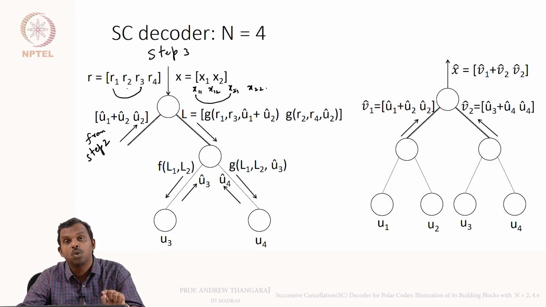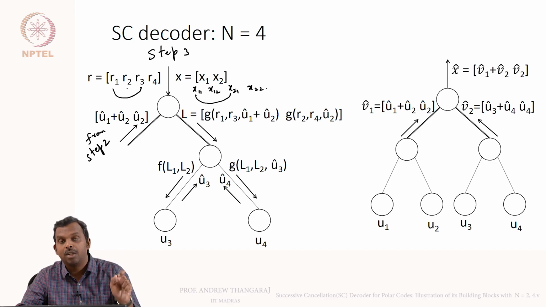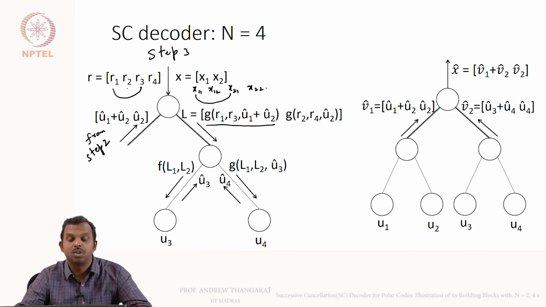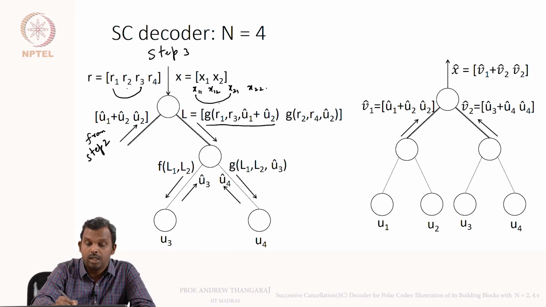If u1 hat plus u2 hat is 0, it's a pure repetition code. You can simply add the beliefs r1 plus r3. But if u1 hat plus u2 hat is 1, you have to do the complement, so the belief will become r3 minus r1. So that's why you do g of r1, r3, u1 hat plus u2 hat. That's the repetition.